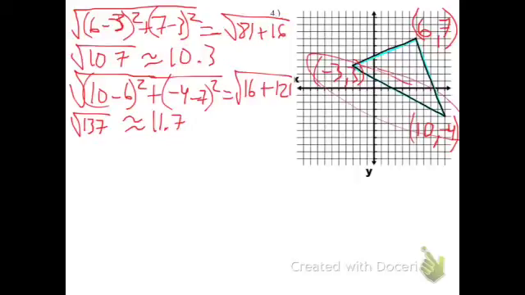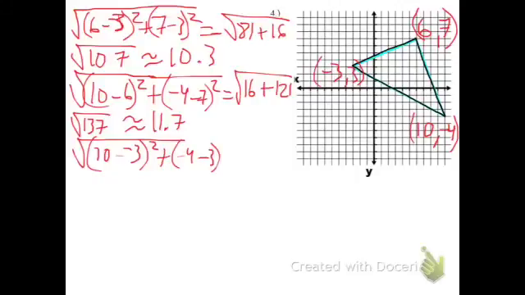And my last leg is going to be right there. 10, negative 4 is still the rightmost point. So I'm going to do 10 minus that negative 3 squared plus negative 4 minus 3 squared. 10 minus negative 3 is 13. Square that, you get 169. Negative 4 minus 3 is 7. And when you square that, you get 49.